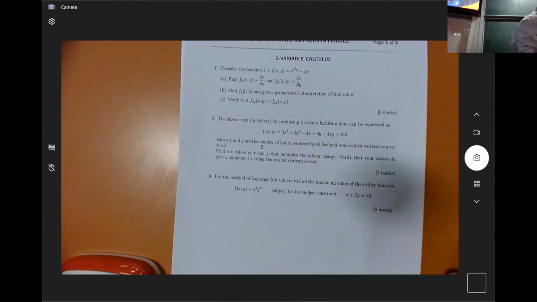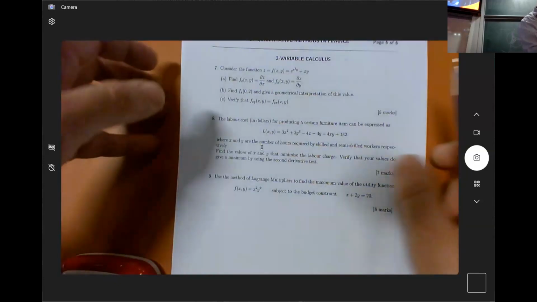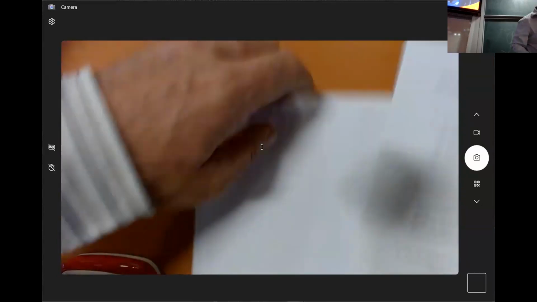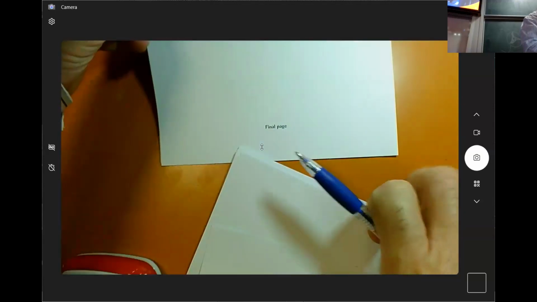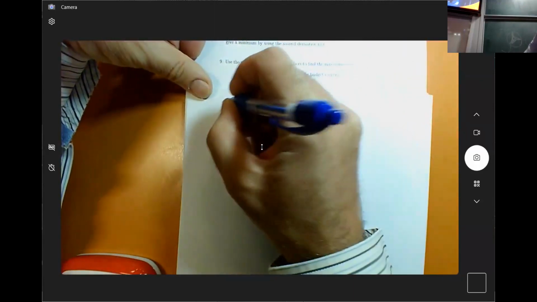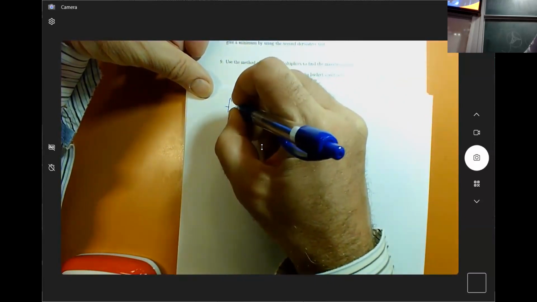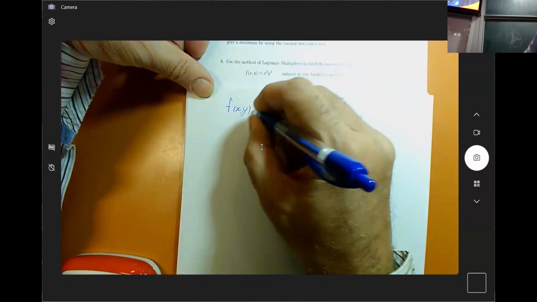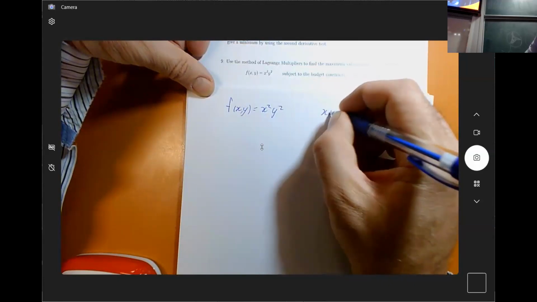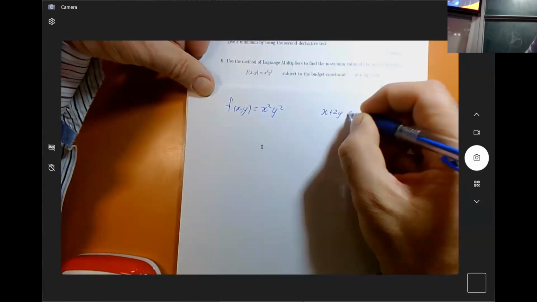Maybe that's the best way for me to organize this. Okay, so we've got our question here. Your f of x, y is equal to x squared y squared, and your constraint is x plus 2y is equal to 20.